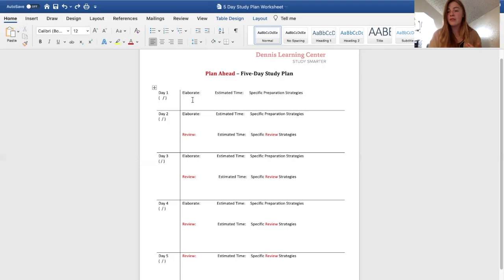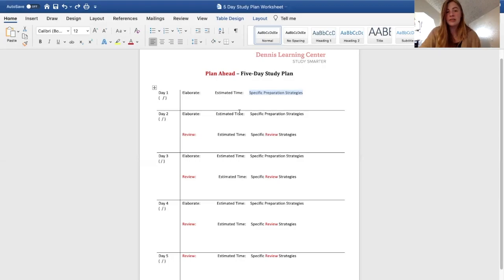In the elaborate section, you're going to write down exactly what topics you're going to be covering. During the estimated time section, you're going to be writing down the when. When exactly will you be doing this? 2 to 4 p.m.? 1 to 3 p.m.? What time do you have available on that day to dedicate towards studying? And finally, we have the specific preparation strategies. What strategies are you going to be enacting in order to study this content? We'll take a look at a more specific example now.